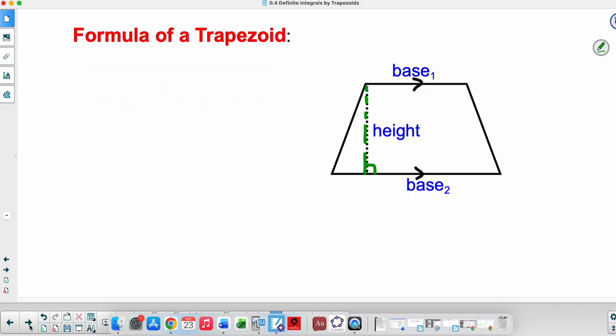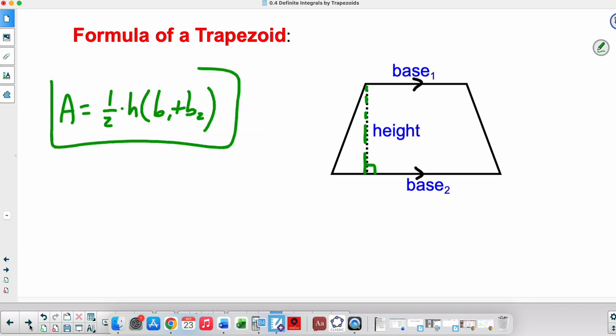The formula to finding the area of a trapezoid looks kind of like this. I don't know if you remember it, though, it's actually just based upon a rectangle. But if I put these together, it looks like this. It's 1/2 the height, and then base 1 plus base 2. And so this is the formula, how we find the area of one trapezoid.